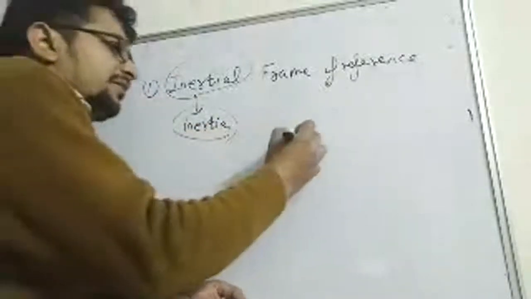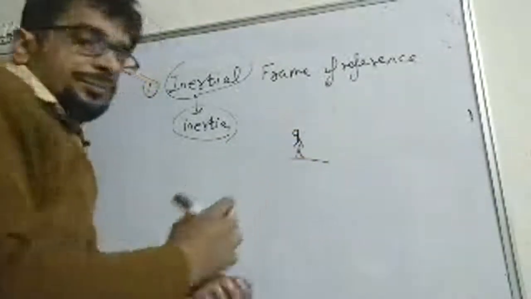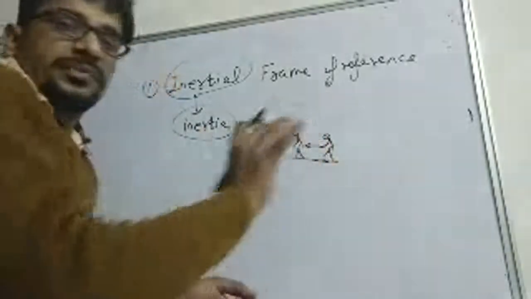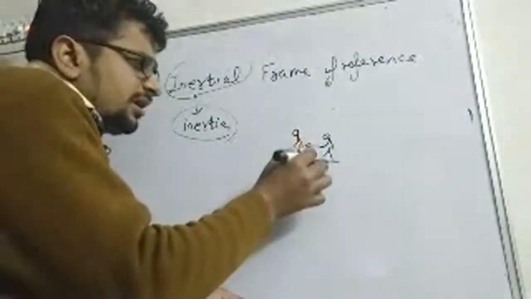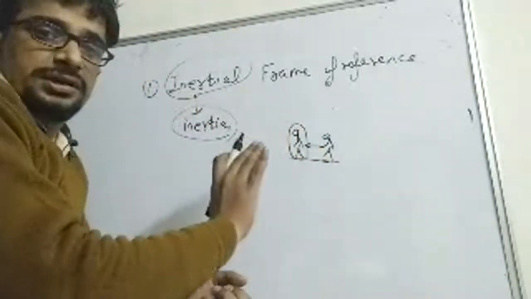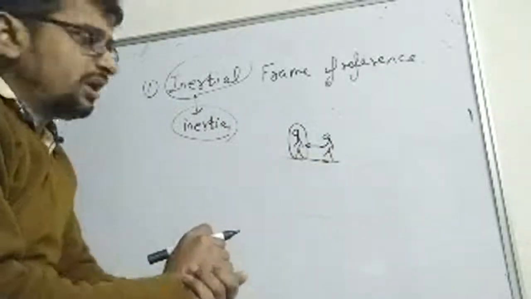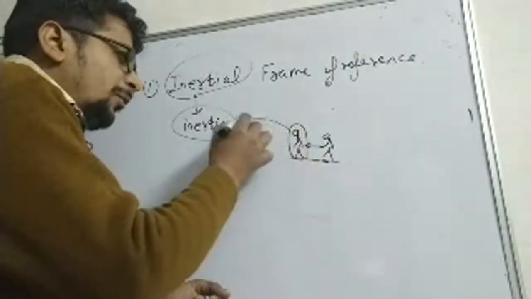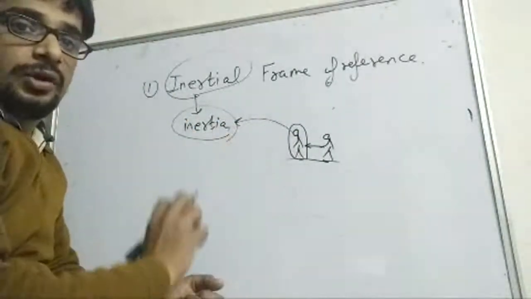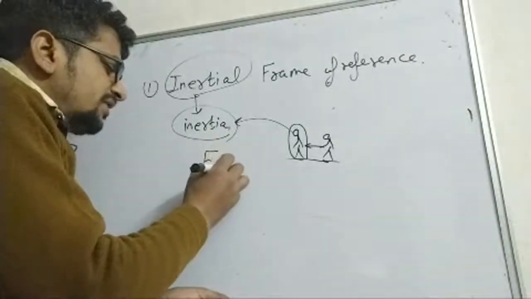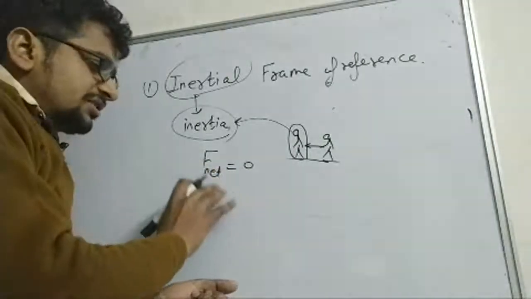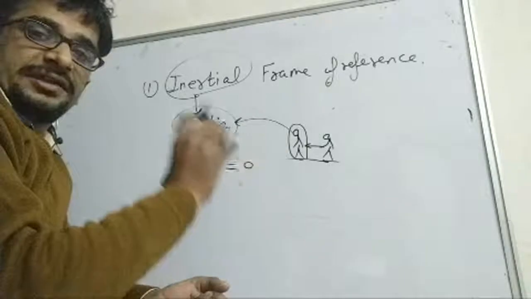Let this person be standing on the ground and another person is pushing him. Then he will try to oppose his motion against the applied force. So that person has the property of inertia, and in this inertia property you have learned that the net force is always equal to 0 on any body, because in the absence of external force the body will be at rest.